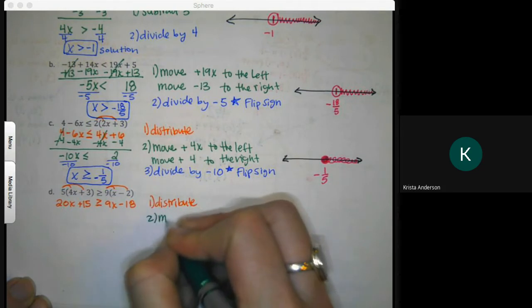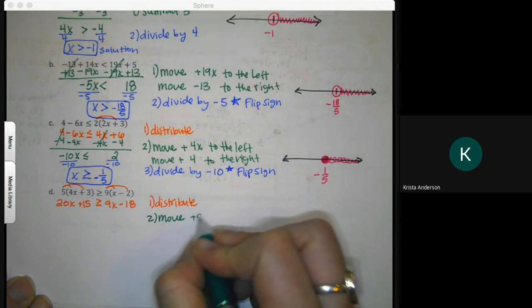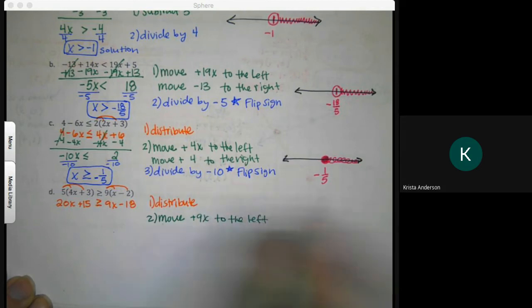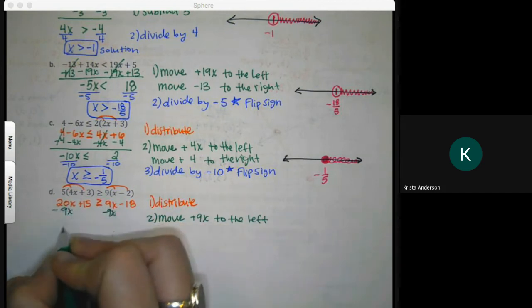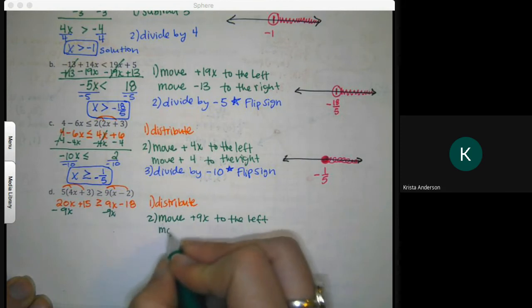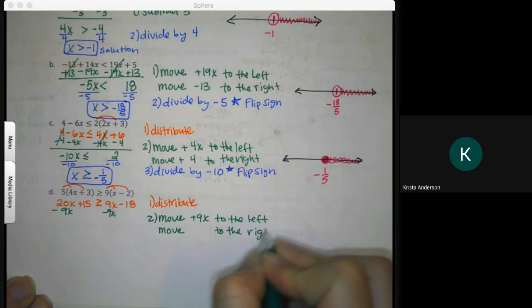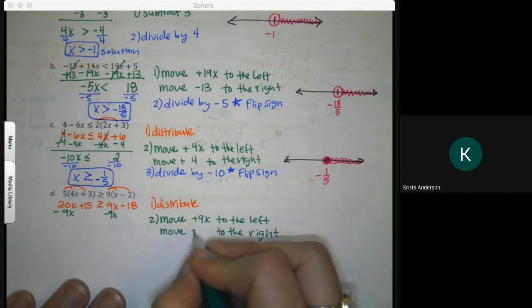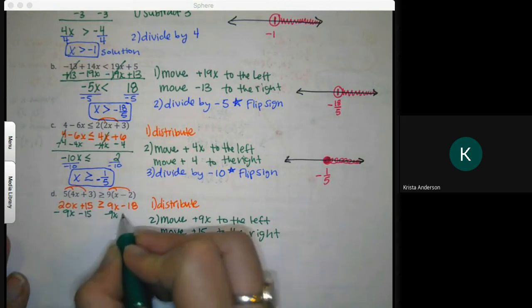I will then move the positive 9x to the left, minus it. And I will move what to the right? What do I move to the right side? The 15, the positive 15. I'm going to move to the right by subtracting it. Good job.